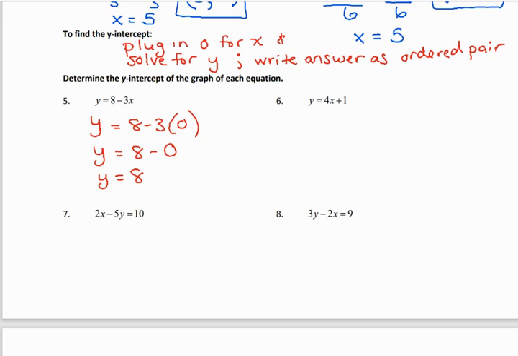All right, just be careful here. We're writing this as an ordered pair. And what letter always comes first? X. So, good job, Tim. So that x value that we plugged in was 0. So this time around, it doesn't go the number and then 0. It's going to be 0 and then what we solved for the y. So 0, 8 is my y-intercept.